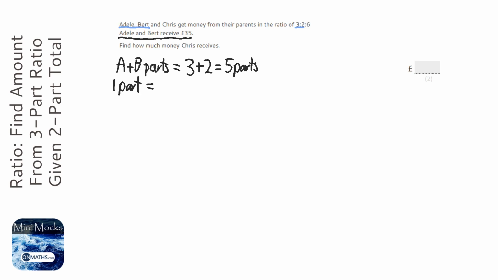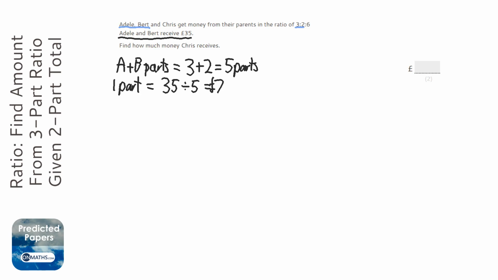So to find out what one part is worth, we do the £35 that theirs is worth, and we divide it by 5 because they have 5 parts in that ratio. 35 divided by 5 is 7. So one part is worth £7.